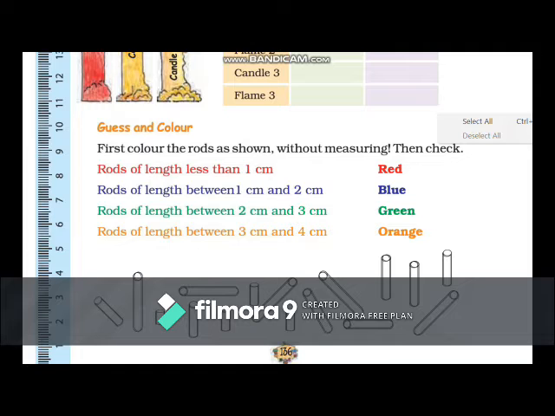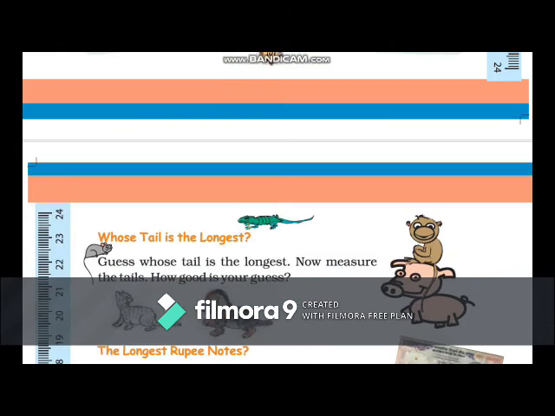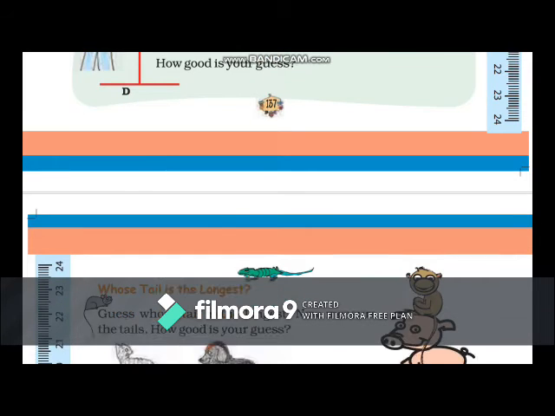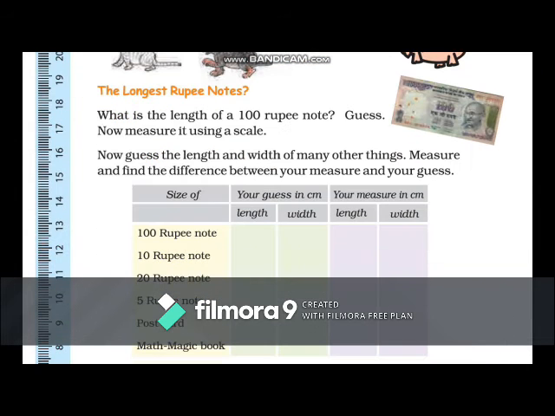In the previous session, you studied different topics like guess and colour, gaze, draw and measure, our eyes get confused, and whose tail is the longest. In this topic, you have learned how to measure things, and also you have learned to first guess the length of anything and then measure it and then check your guess. Now let us continue with the new topic, the longest rupee note.